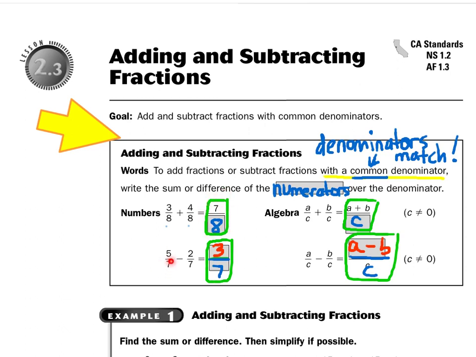Take a look here. If I had 5 over 7 minus 2 over 7, well, the denominators match, so I copy the denominator, and then 5 minus 2 would give me 3, so I had 3 over 7, and I would box my answer.